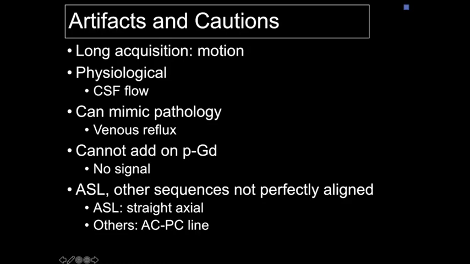In addition, ASL is a straight axial image, whereas most of our other brain acquisitions, for example, follow the ACPC line, and therefore the sequences are not perfectly aligned. With modern PACS and the ability to do cross-referencing, this usually is not such a big deal, but there are definitely times when I have wished that ASL was perfectly aligned with other imaging acquisitions.